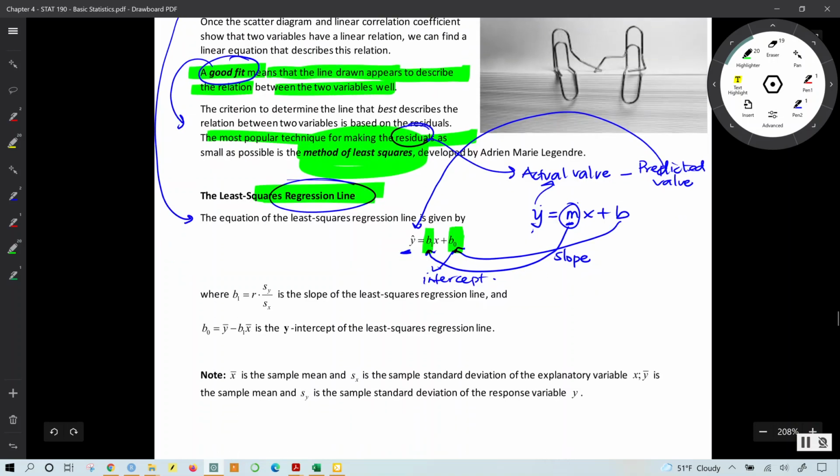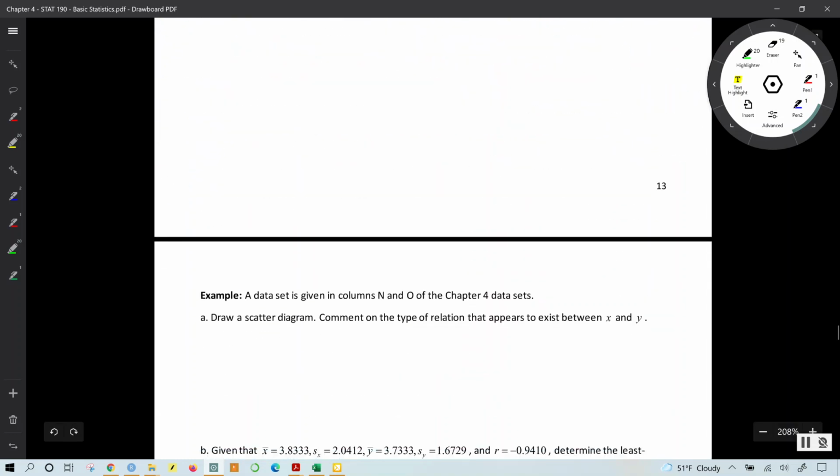So we require the formula for beta 1, which always depends on the linear correlation coefficient r, and then s_y and s_x, which are the standard deviations of y and x respectively. Then the formula for beta naught is the average y bar of all y values minus beta 1 times x bar, which suggests that beta 1 must be computed first before you can compute beta naught. Well, to illustrate this, let's take an example.